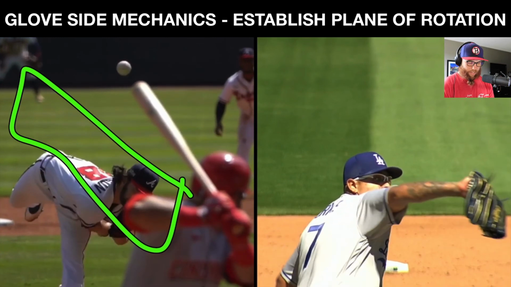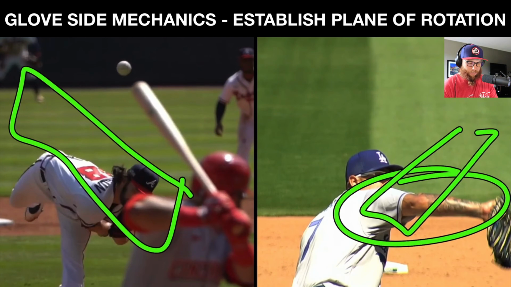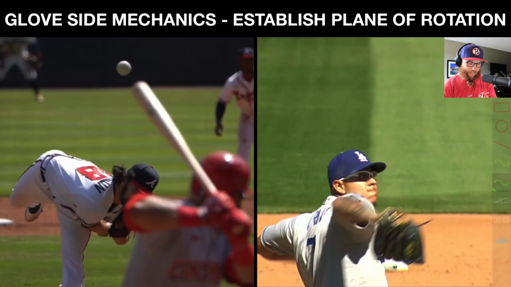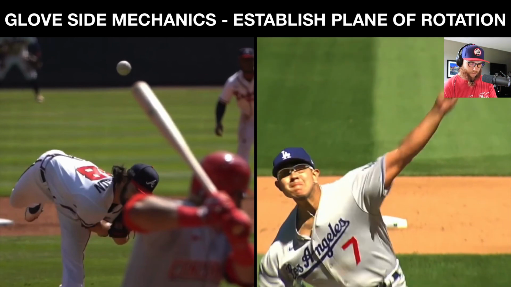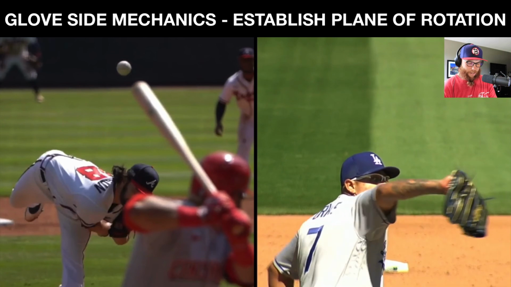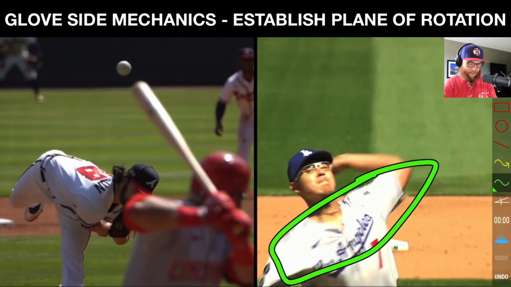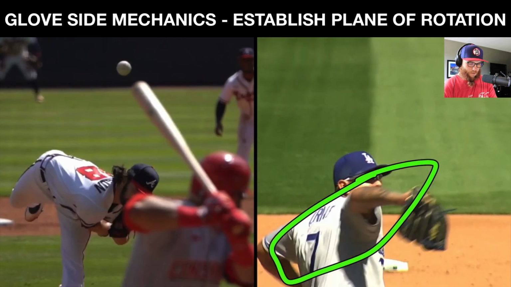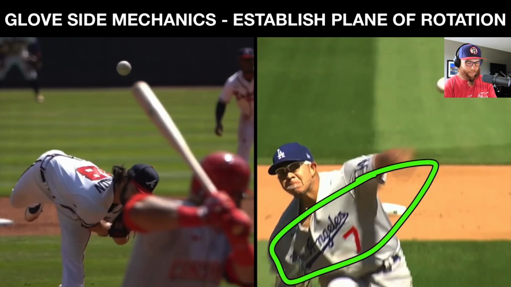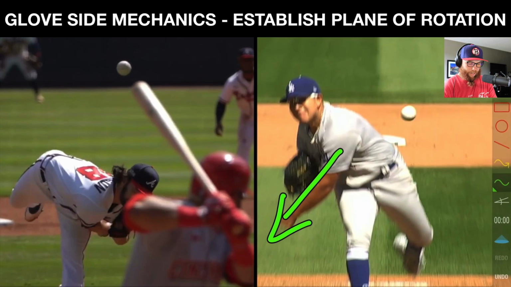Okay, same with Urias. Plane of rotation. Now he's going to have a little bit of a higher arm slot, but nonetheless, you can see, boom, retraction, and now pulls the arm through. So you establish the plane of rotation through your glove side, and now the shoulders rotate in this plane. And again, it's just an efficiency pattern, and it's going to promote more freedom as we decelerate in that slot.